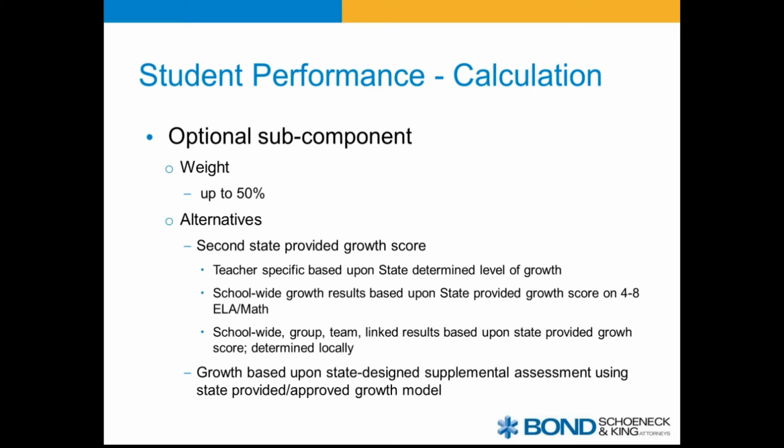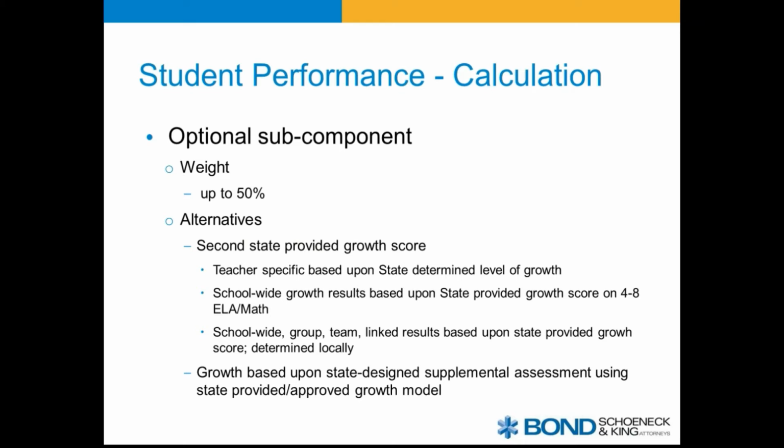If you do negotiate an optional subcomponent, you have two alternatives for that. You can have a second state-provided growth score, or a growth score based upon a state-designed supplemental assessment using a state-provided or approved growth model. The second state-provided growth score could be either a teacher-specific target based upon a state-determined level of growth, and that appears to be on a state assessment or state-approved assessment, not a state-provided growth score.